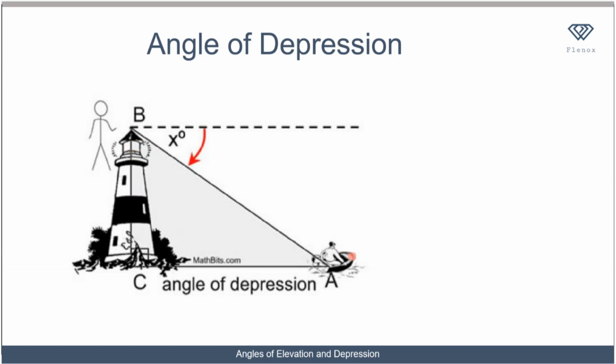So now when a sailor is looking at a lighthouse, he's looking at it through the angle of elevation, because he's looking up to the upper portion of the lighthouse where there is a lamp that produces light. However, if there is a person staying at the top of the lighthouse and is looking down at a sailor, or in this example at a man inside this canoe, the angle between his line of sight and the horizontal line drawn from that point is called what? The angle of depression.